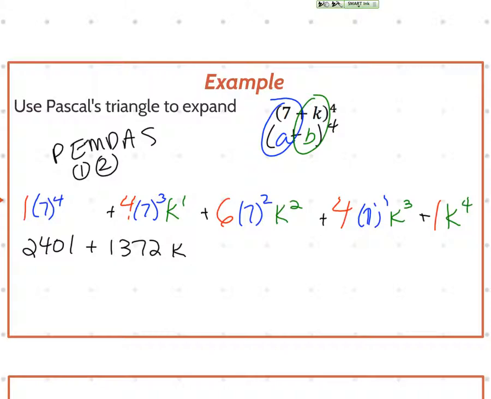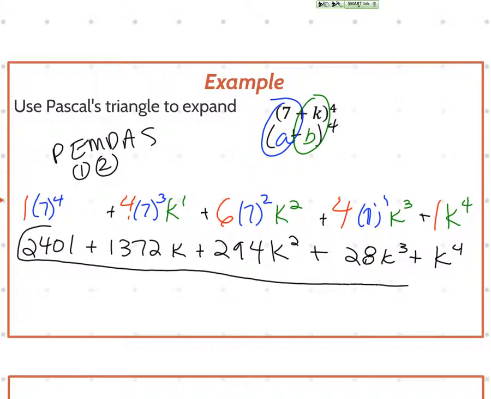Now, if you're not getting the same numbers as me, just make sure that you're doing your exponent first and then multiplying. On the next one, 7 squared is 49, and then 49 times 6 is 294. Don't forget my k squared. Then I've got 7 to the 1st power. Well, that's just 7. 7 times 4 is 28, and then I've got 28k cubed. And then I end with k to the 4th power. So that's my answer after I've simplified all of those coefficients.